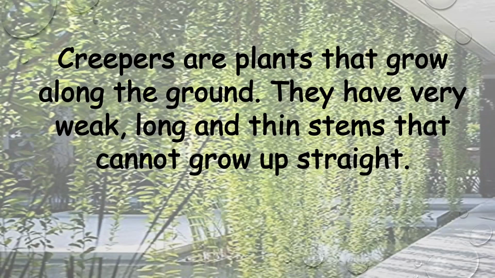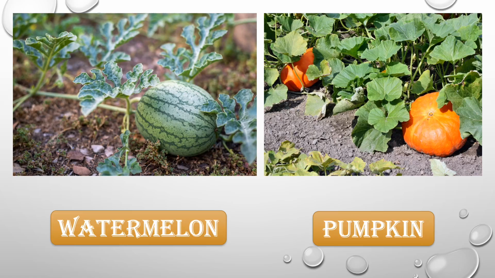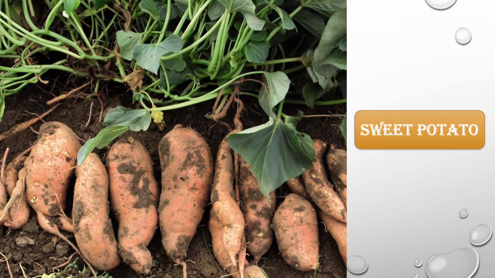Next type of plant that we are going to learn is creepers. Creepers are plants that grow along the ground. They have very weak, long and thin stems that cannot grow up straight. Watermelon and pumpkin are examples of creepers. Sweet potato is also an example of creepers.